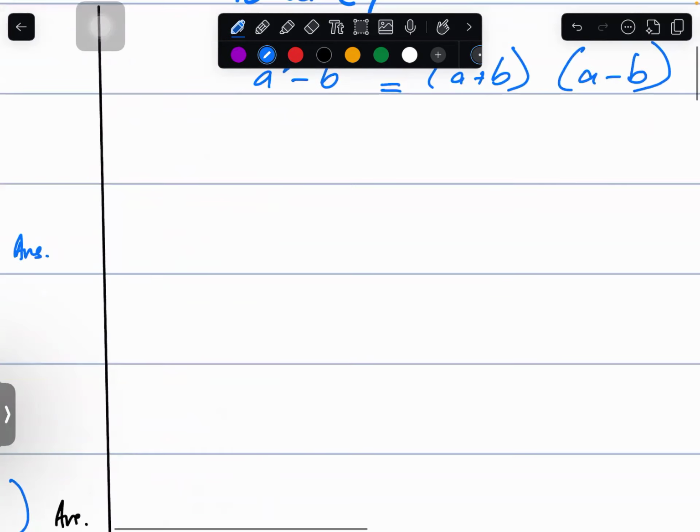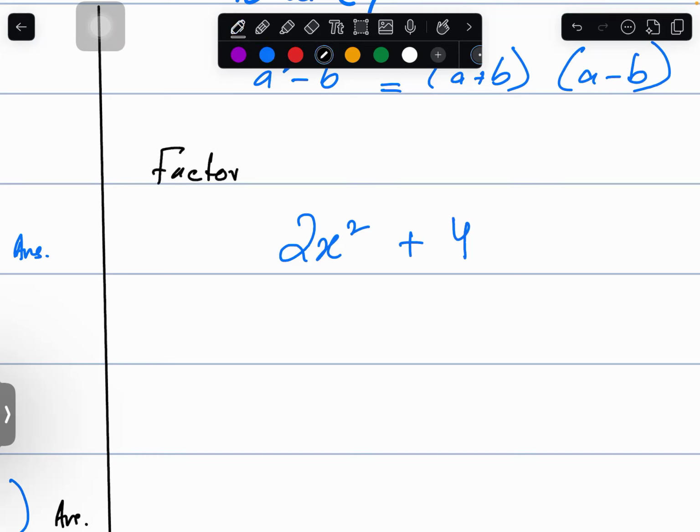Now, let me write this: 2x squared plus 4. Now, if you see this question and it is asking you to factorize it, how are you going to rule out whether you have to take a common or apply a formula on it? What is going to give you an assurance of in what way you are exactly supposed to solve this question?